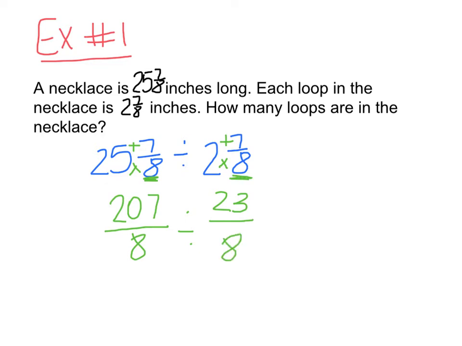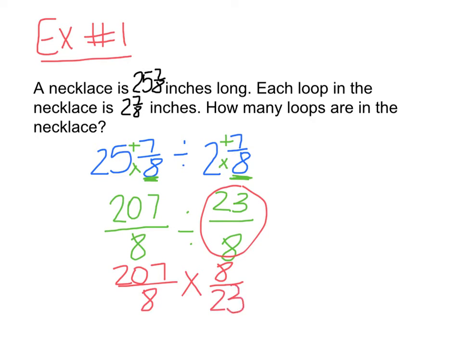And then we do stay, change, flip. So the first fraction stays the same, 207 over 8. Change the division symbol to a multiplication and flip this second fraction. So now we have 8 over 23. Now when I look across, I see I have an 8 and an 8, which can both be divided by 8. So when I divide 8 divided by 8, I get 1 on both sides. So now I'm going to multiply across.